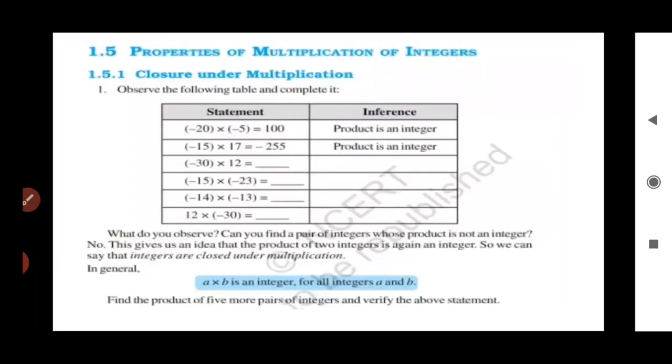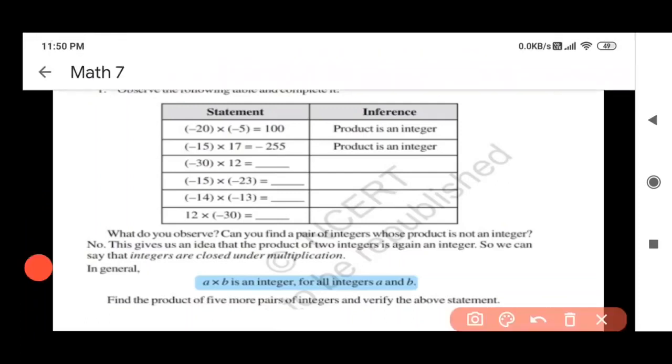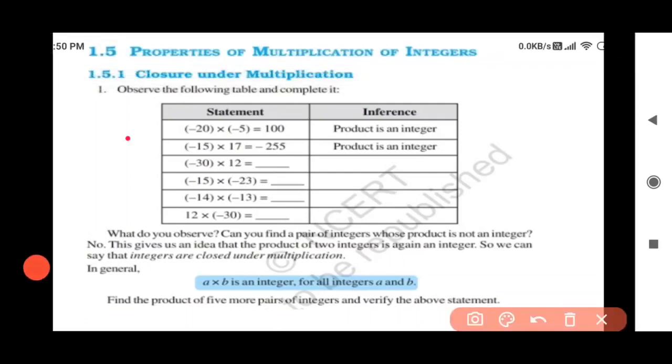Properties of multiplication of integers. Closure under multiplication. Observe the following table and complete it. Statement: minus 20 into minus 5. Minus 20 is a negative integer and minus 5 is also a negative integer. You get 100, a positive integer. In this case, all three numbers are on the integer number line, so the product is also an integer.